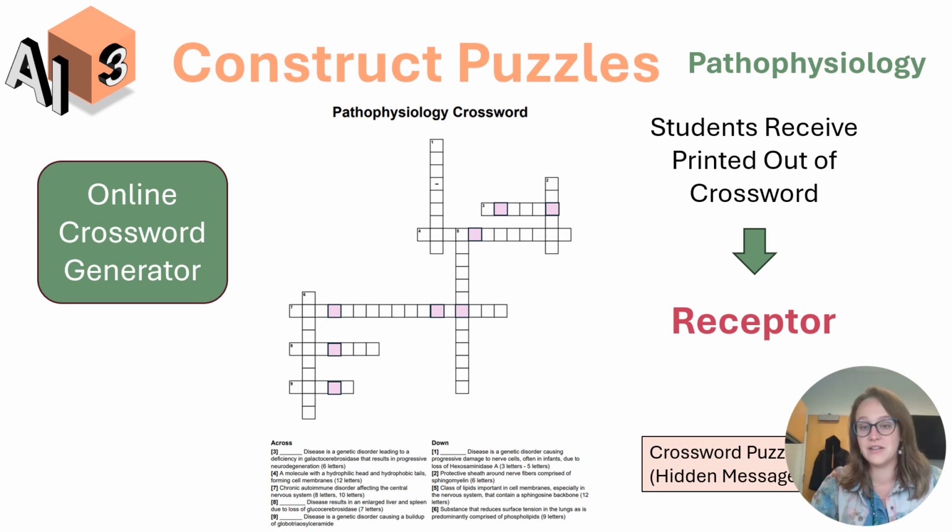And finally, an example I wanted to show you is how we tested pathophysiology. And this used a couple of different online generators. One was an online crossword generator, as well as utilizing AI to help generate clues below. And then what I did is I highlighted different boxes that would spell out the word receptor when they unscrambled it. So this is an example of a crossword puzzle along with riddles and a hidden message.